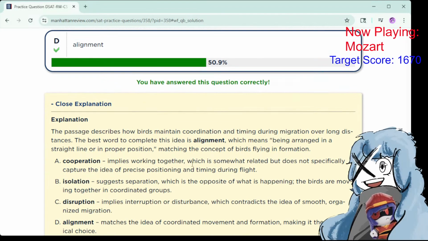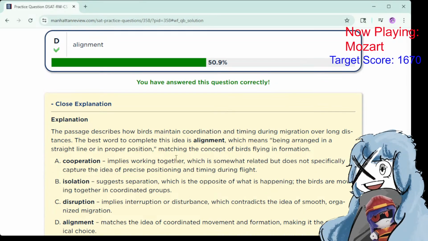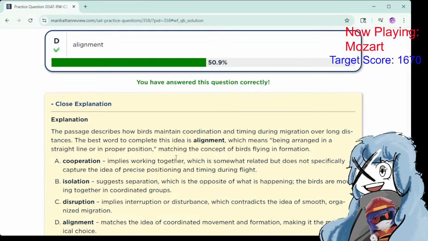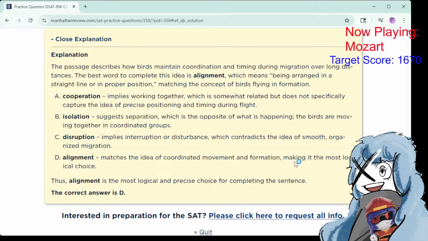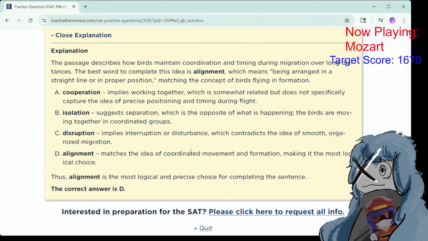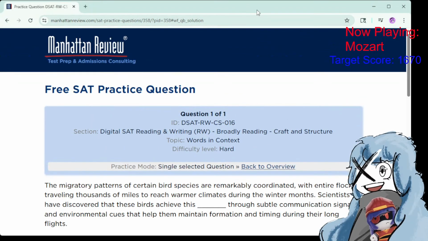Cooperation implies working together, which is somewhat related but does not specifically capture the idea of precise positioning and timing during flight. Isolation doesn't obviously fit. Alignment captures the idea of coordinated movement and formation, making it the most logical choice. See how I'm making it the most logical choice? Like that.